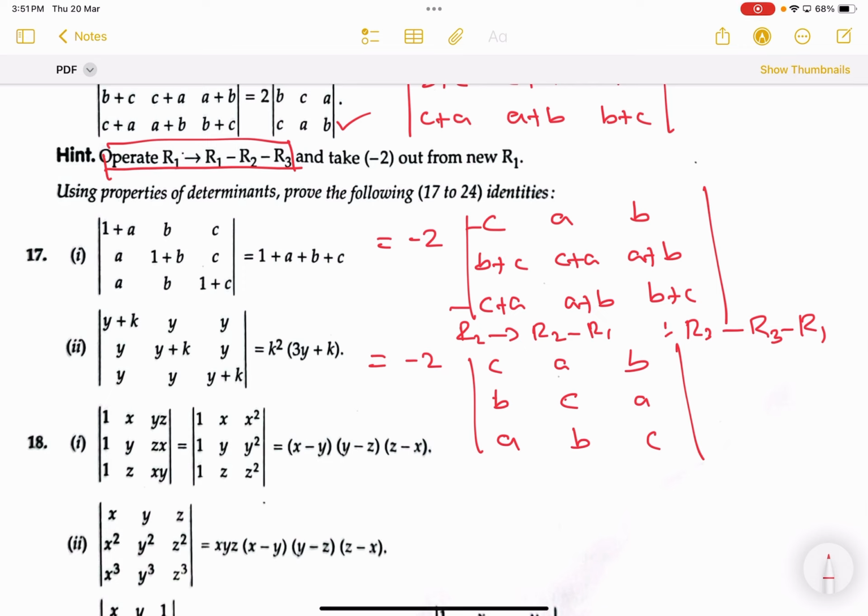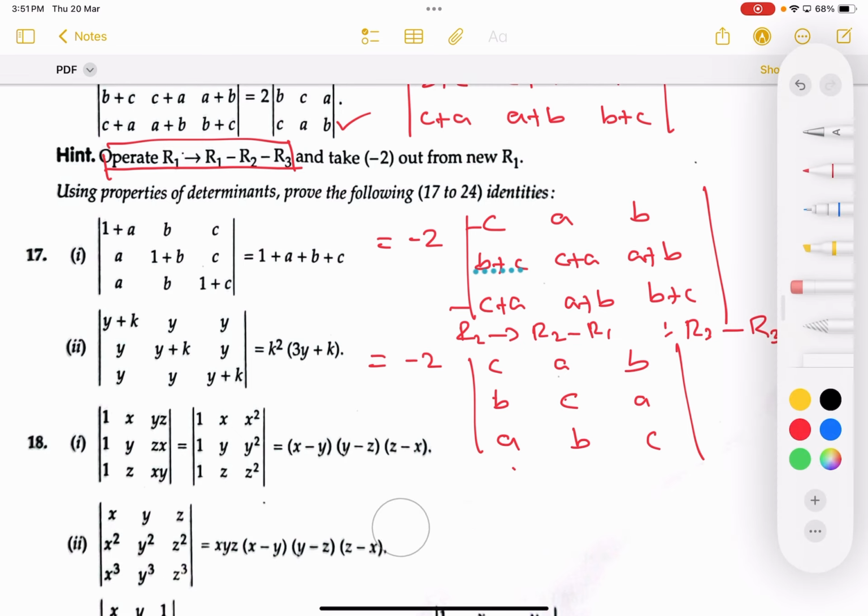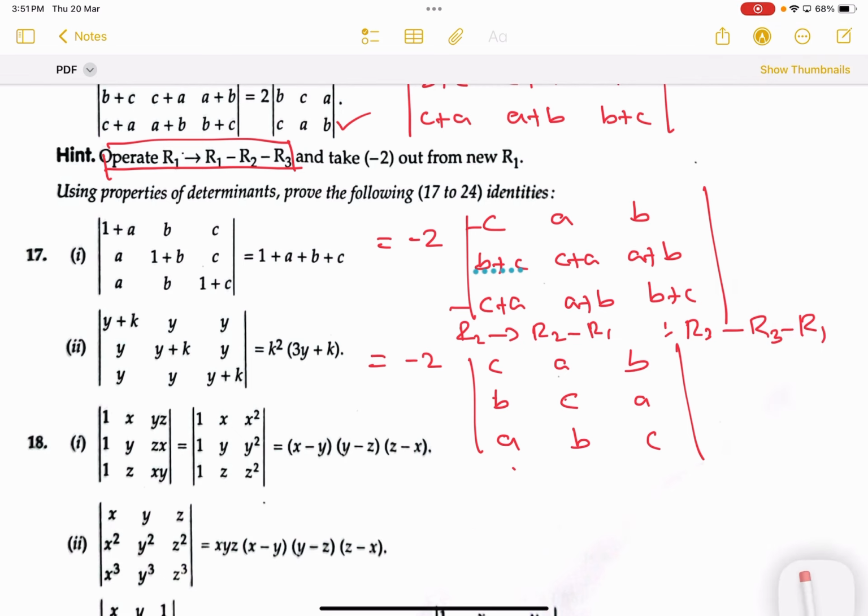Understood. R3 minus R1. So C plus A minus C. But then it should be CAB, not ABC. C plus A minus C is what? A, right? No, but here it should be CAB, not ABC. Why A? C plus A minus C is A. No, here what you got is ABC, right? That we will change. We will have to change the identical. That row exchange we have to do.